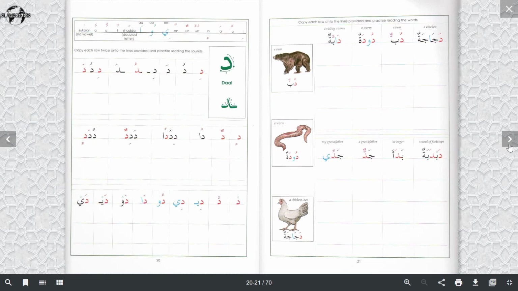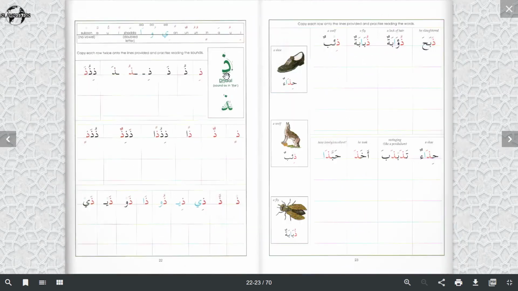Page 22. The letter Thal. Line 1. The. Thu. The.